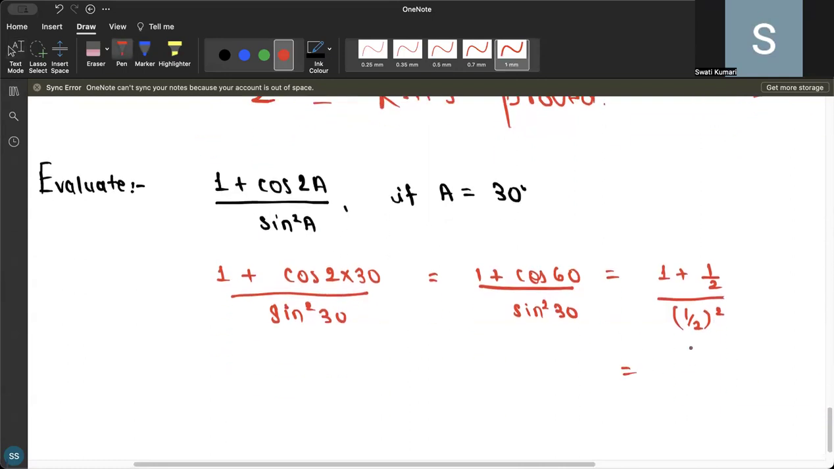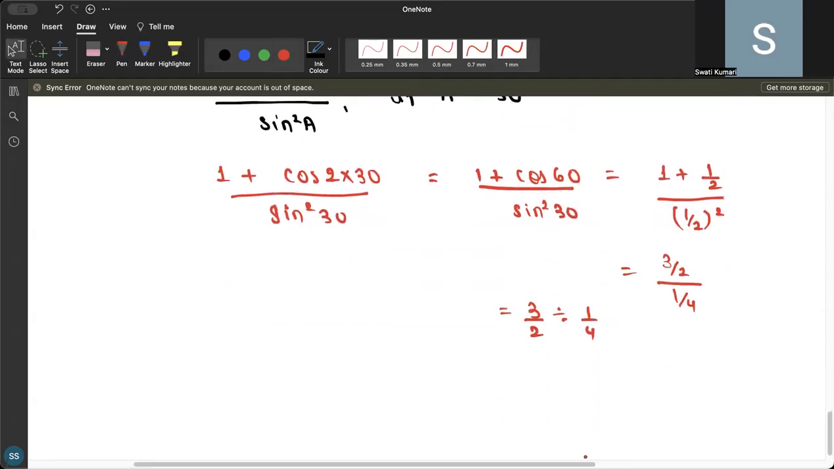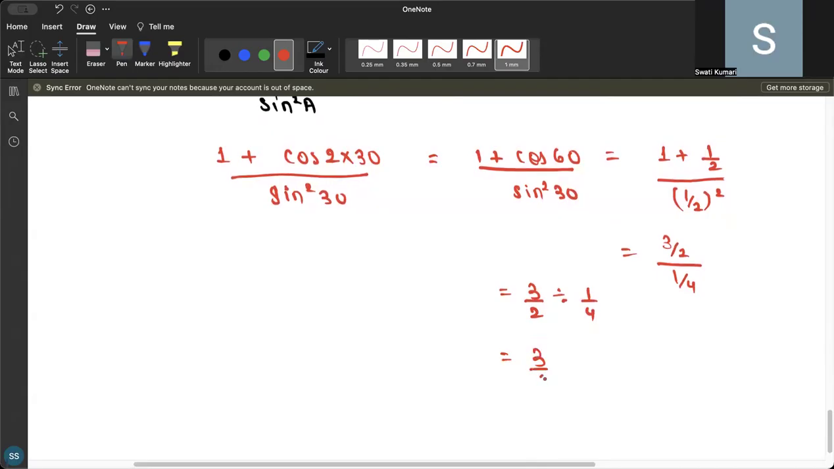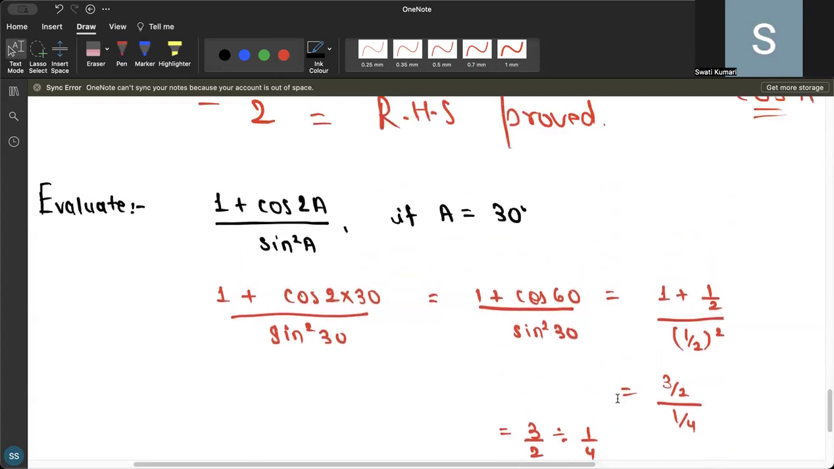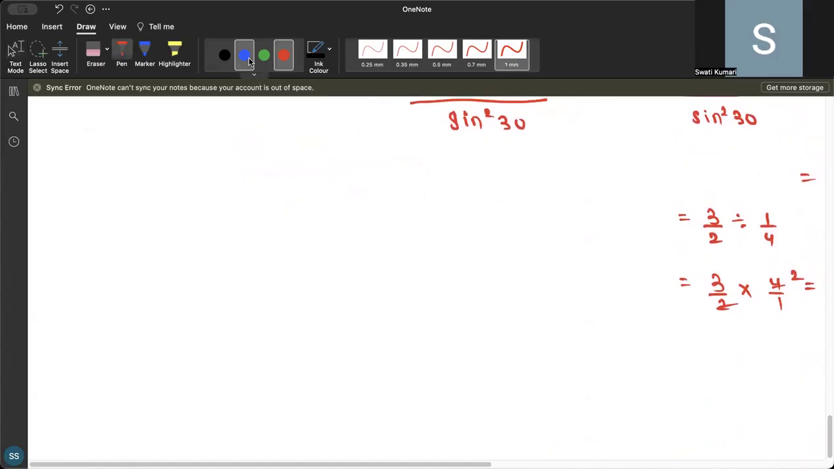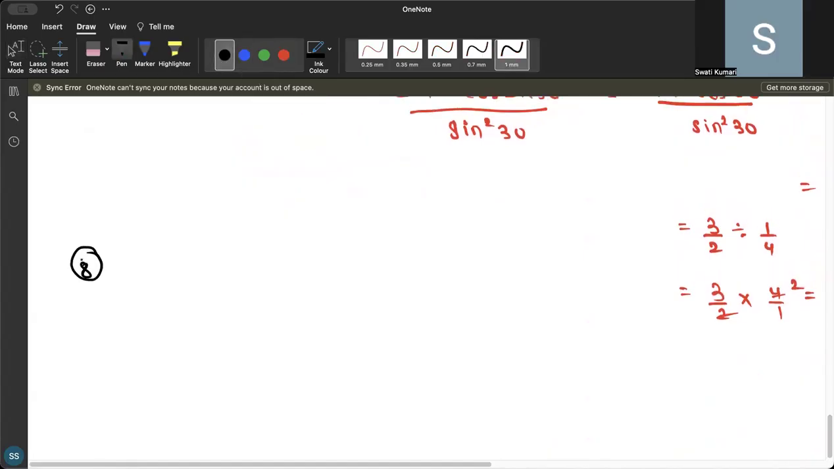So this will become, if you take LCM in the top, 3 by 2 over 1 over 4. If you simplify this, it is 3 by 2 divided by 1 by 4, right? And the next step, the division sign will become a multiplication sign. Reciprocal of 1 by 4 is 4 by 1. So simply this will become 6, and that's the answer. We had to evaluate this, and the answer that we have got is 6. And this was our question number 7. 3 more questions we have to do. Let's do it. Question number 8.